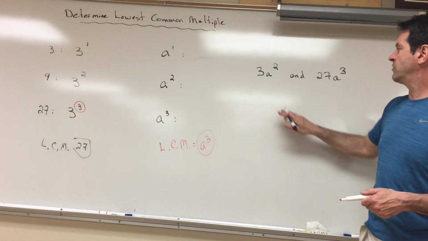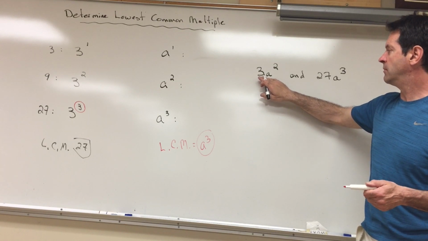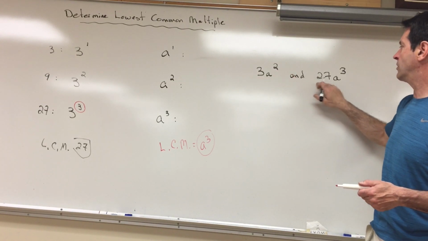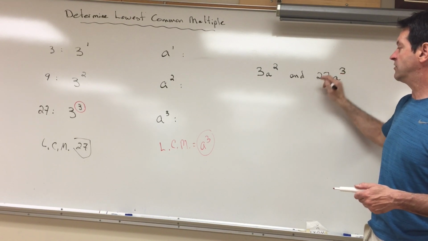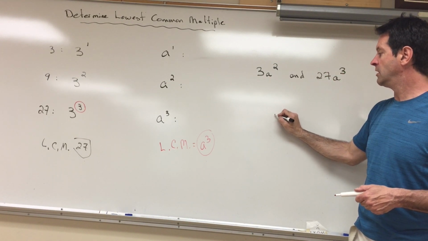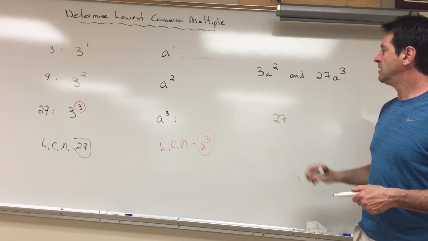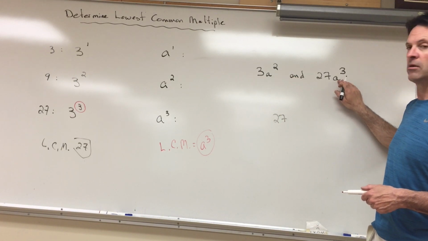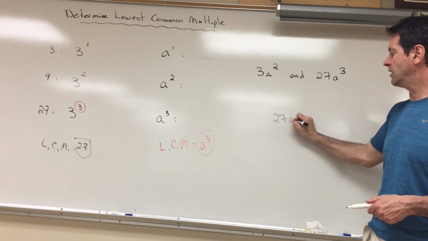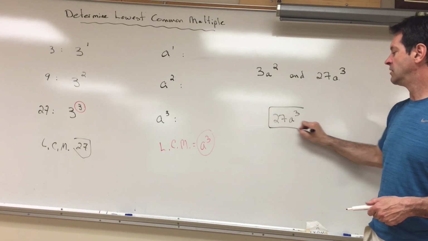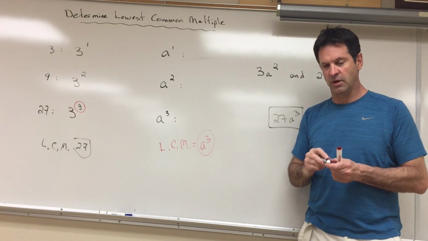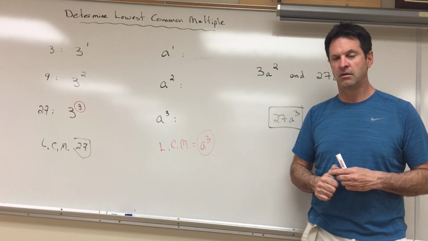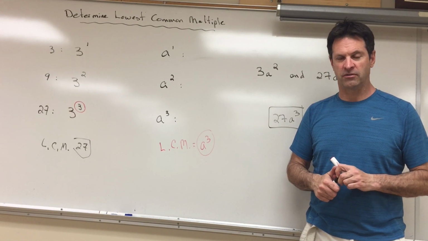Take both those together. What's the lowest common multiple between 3a squared and 27a cubed? Well, between 3 and 27, it's 27, and between a squared and a to the power of 3, it's the one with the highest exponent, a to the power of 3. So we got our lowest common multiple there. Now we'll use that when we're adding and subtracting rational expressions.